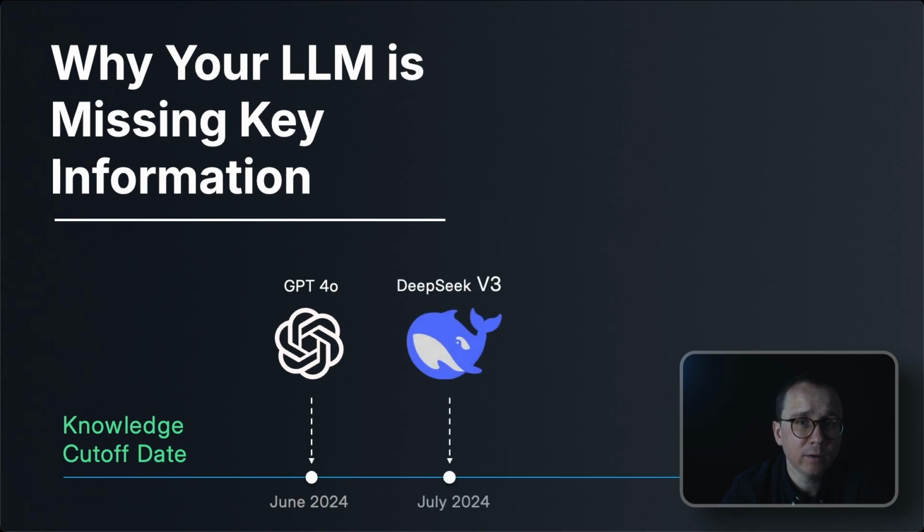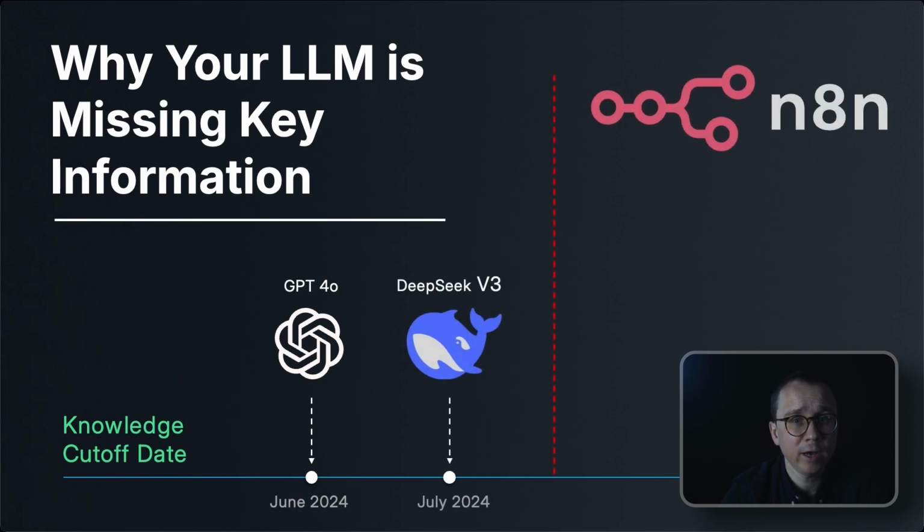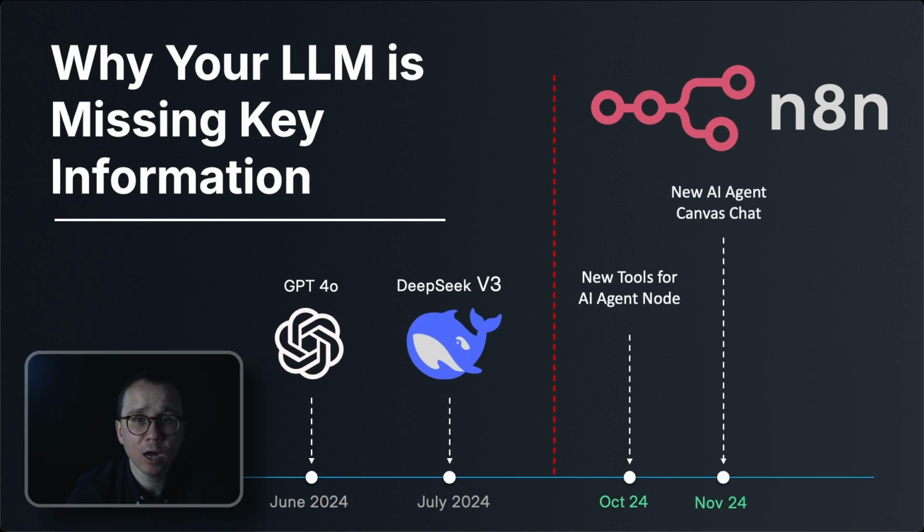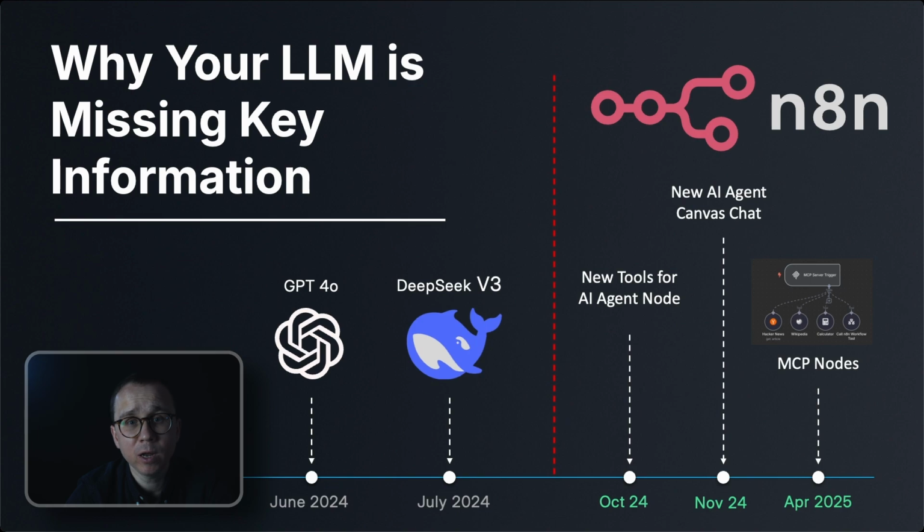So anything released after that, like n8n's tools for AI agent node, new AI agent canvas chat, or nodes related to model context protocol, MCP, are simply unknown to the models. Plus, some nodes have been renamed, and this leads to confusion when the LLM recommends you to include them into your workflow. Now you might say, can an LLM just search for the latest information on the internet?